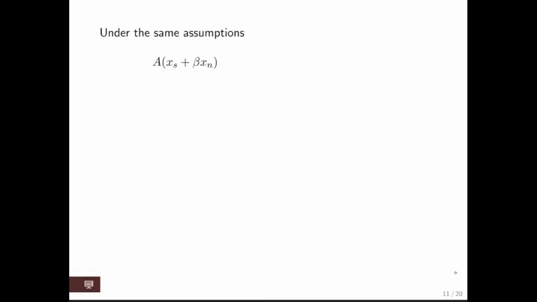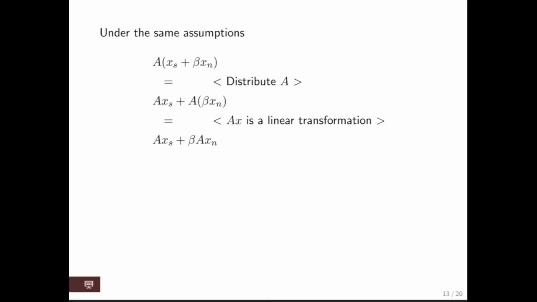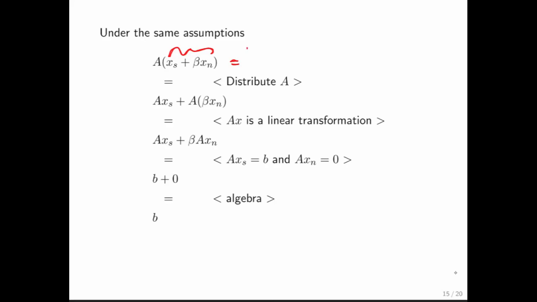Now, what if we have some arbitrary multiple of that vector that maps to 0? Well, we can distribute. We know we can bring the beta out because A times x is a linear transformation. We then know that this is equal to b, and we know that this is 0, and therefore we know that beta times 0 is the 0 vector. And therefore we get b. So we know that any vector of this form is also equal to b. And that explains why there were an infinite number of solutions.